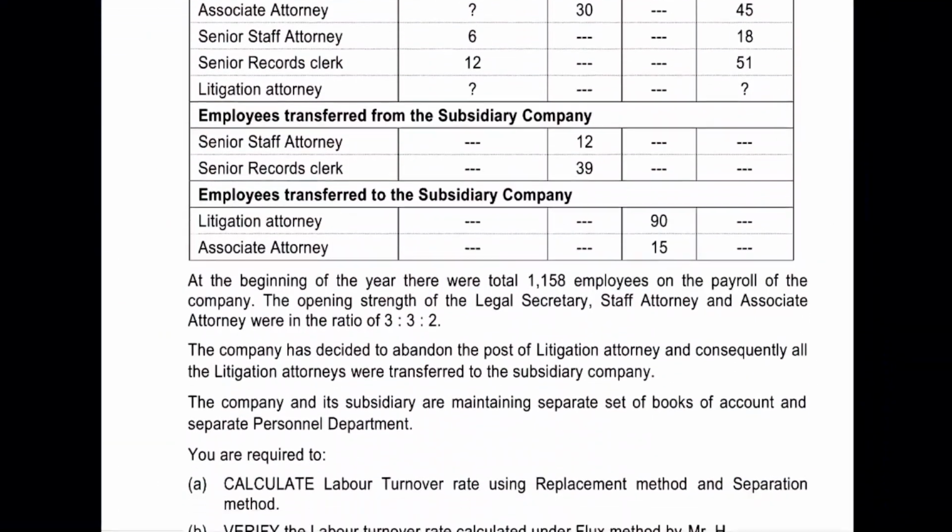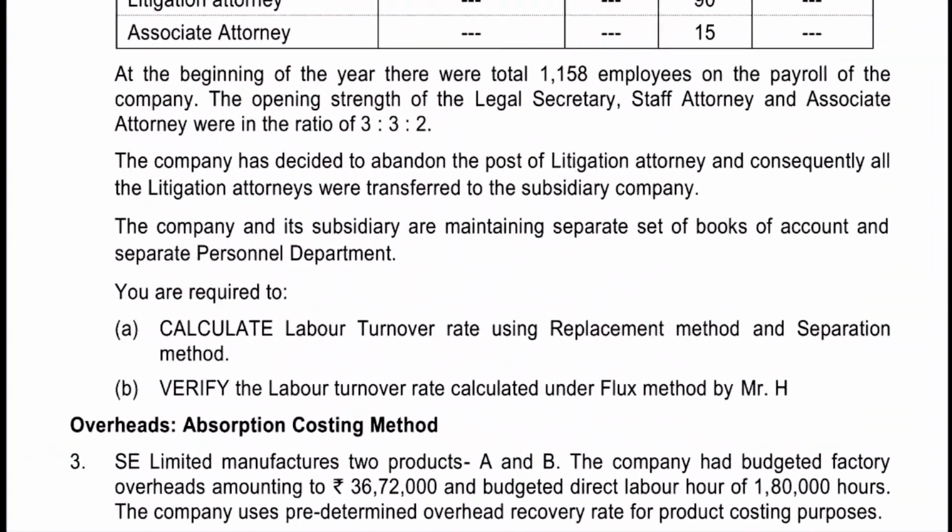So it is said in the last part, verify the labor turnover rate calculated by Mr. H. You need to verify. And before that, there is one more requirement. Calculate labor turnover rate using separation, replacement method and separation method.